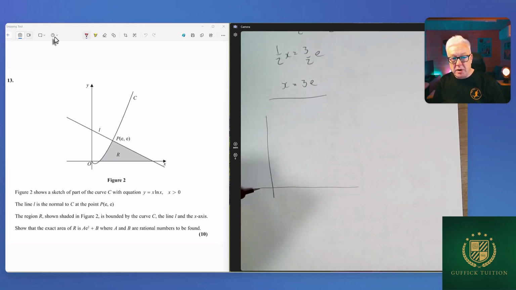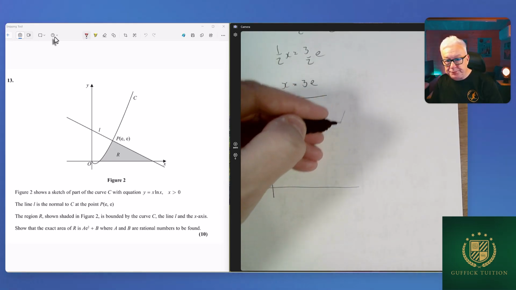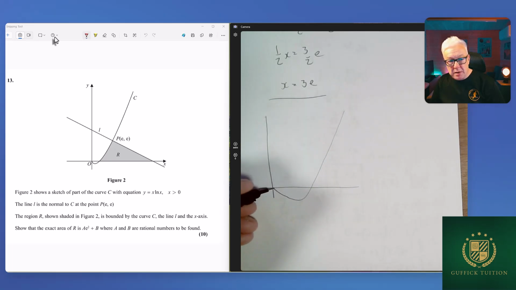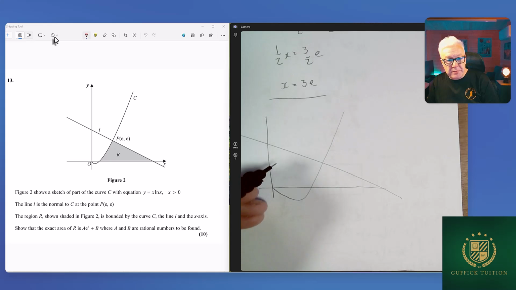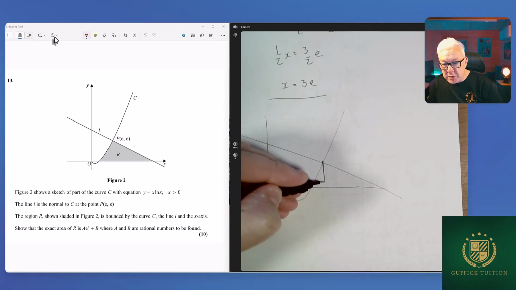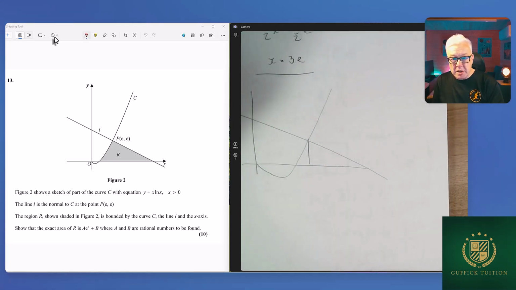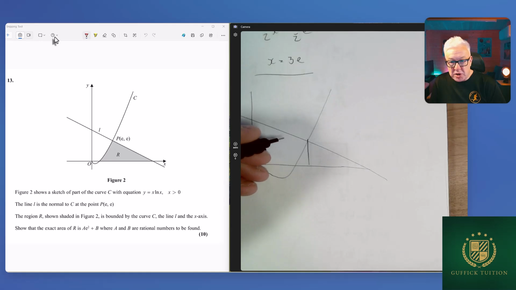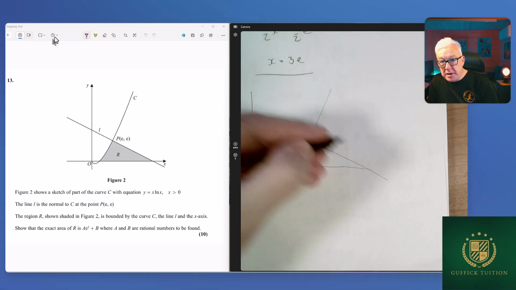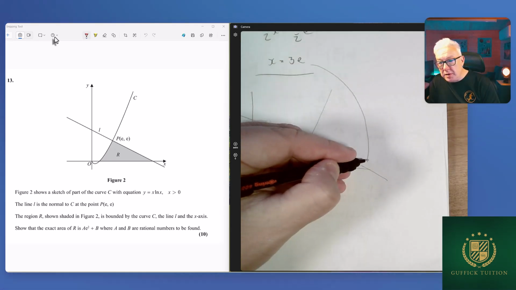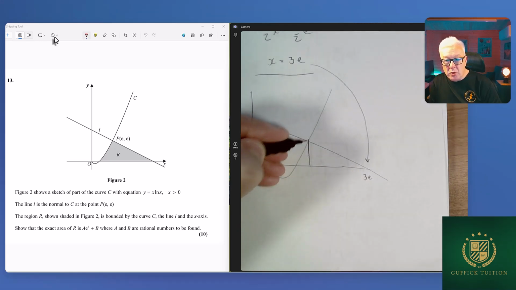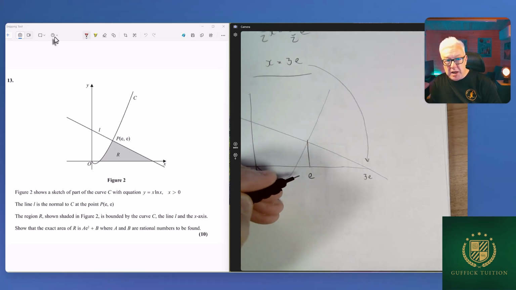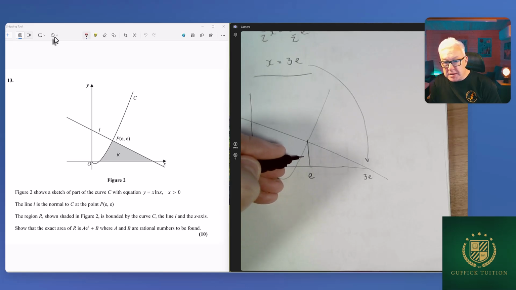So let's come back to our sketch of our situation. So here we go, this is my badly drawn situation. There it is. What we need to do here is find this shaded region R. Now we know that the coordinate here of this one is 3e. We know the x coordinate of this one is e. We know the vertical height is e.